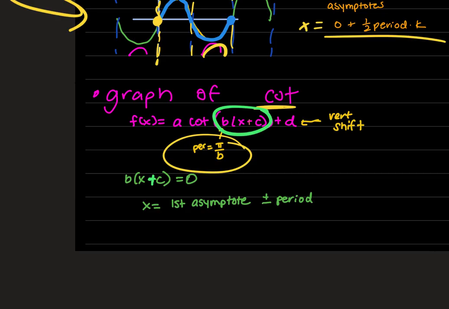middle one. Then I subtract the period from that one to get the one on the left, and I add the period to get the one on the right. So the first asymptote you find ends up being the middle asymptote of your graph. And it'll say draw 2 periods, so you're going to have 3 asymptotes.